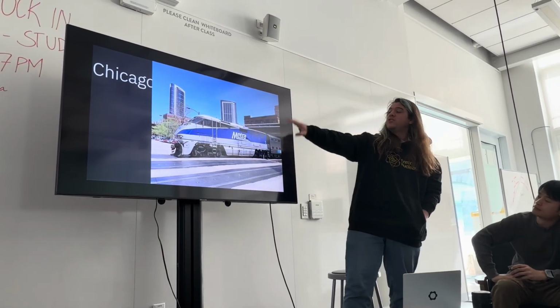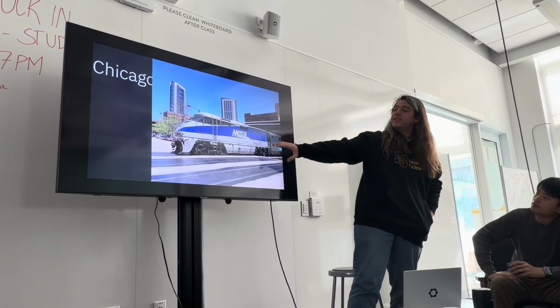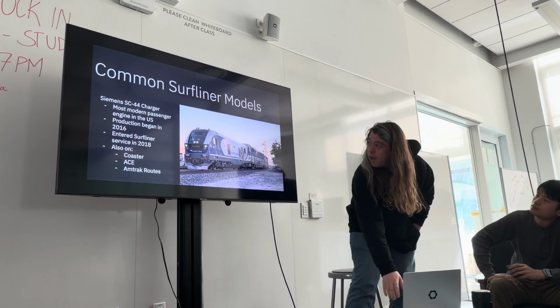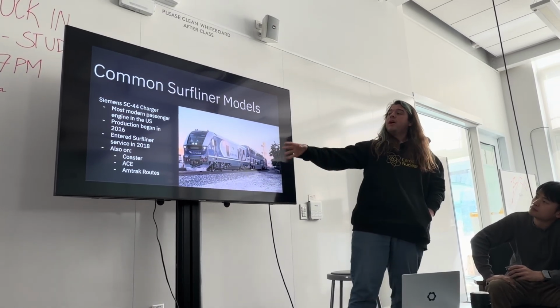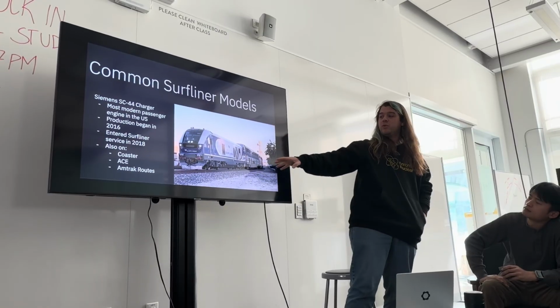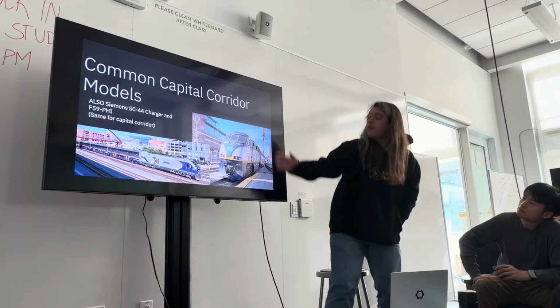They sold a bunch of them to Chicago at one point, but they kept the paint scheme, so it's always very dissonant to see the Chicago Transit Authority logo on a California train. There's also the more modern SC44 Charger, which is the most modern passenger engine in the US. They began making these in 2016. You see these everywhere nowadays, including on the Capital Corridor.